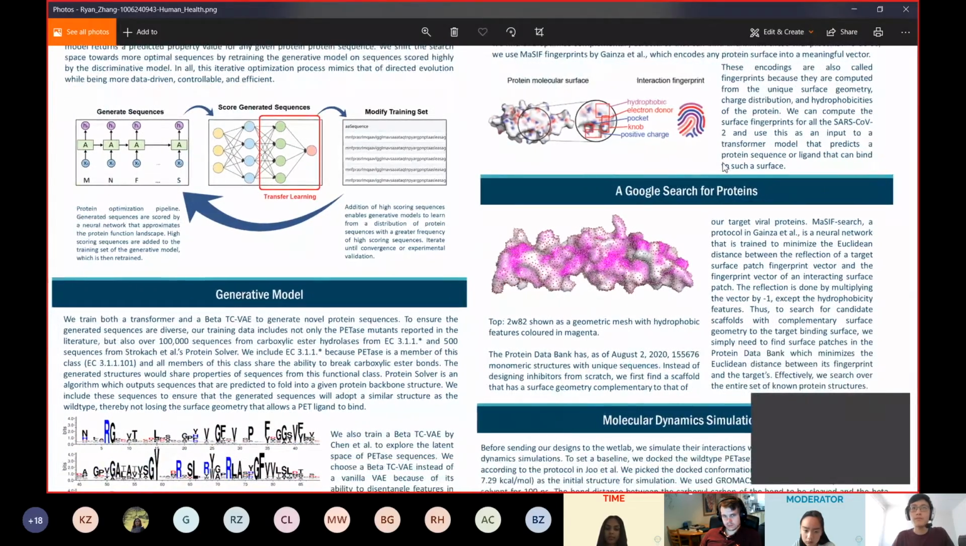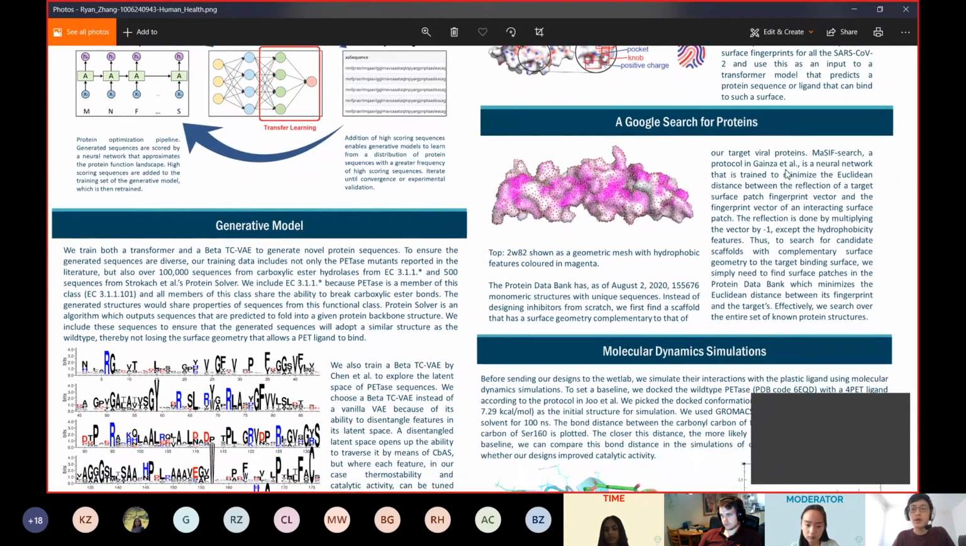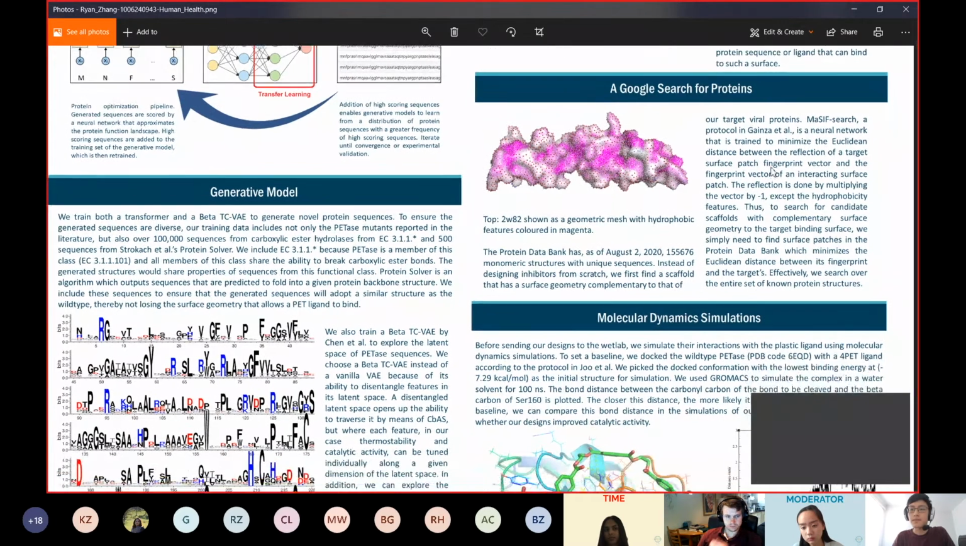And then, because now we have these vectors, we can easily search through a very large database to find vectors that are similar to this vector for potential bonding partners. So what we do here is essentially a Google search for proteins. We can take the entire Protein Data Bank, generate fingerprint vectors for them, and then compare these fingerprint vectors to our target protein, in this case, the COVID-19 viral protein.